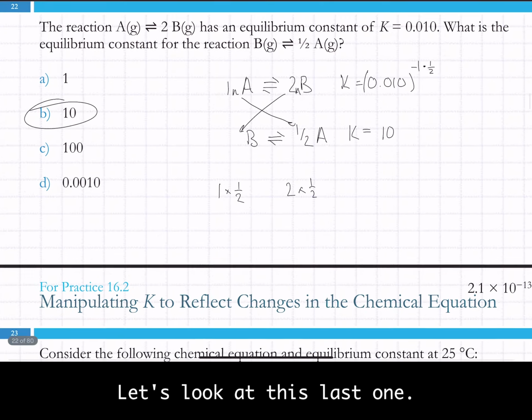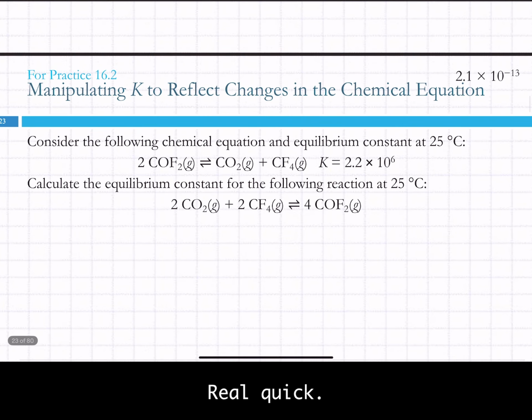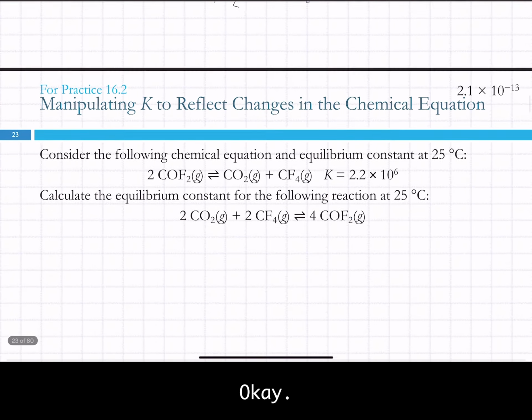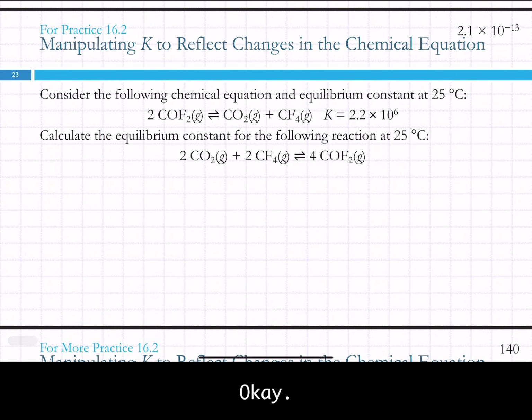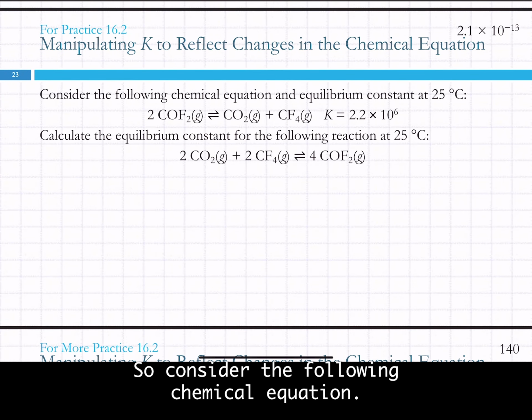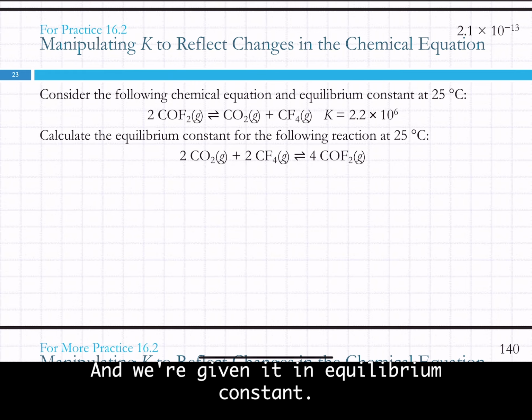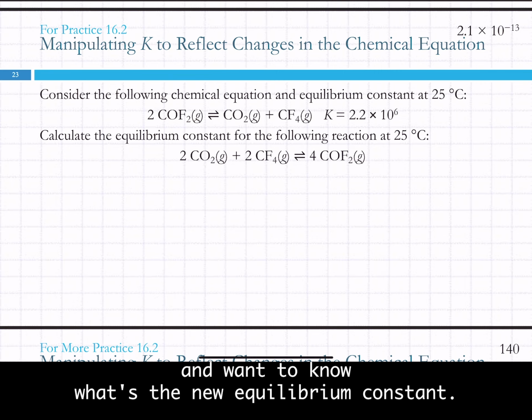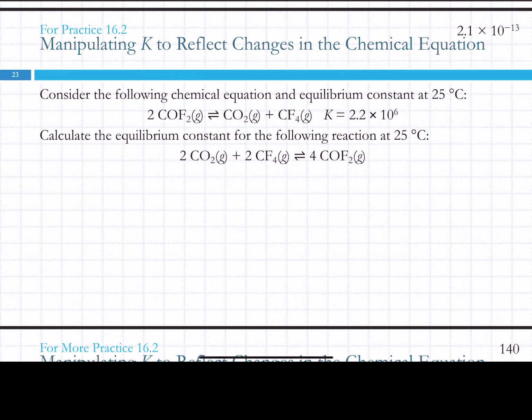Let's look at this last one real quick. Are there any questions so far? Okay. So consider the following chemical equation, and we're given an equilibrium constant. They've manipulated that chemical equation and want to know what's the new equilibrium constant.